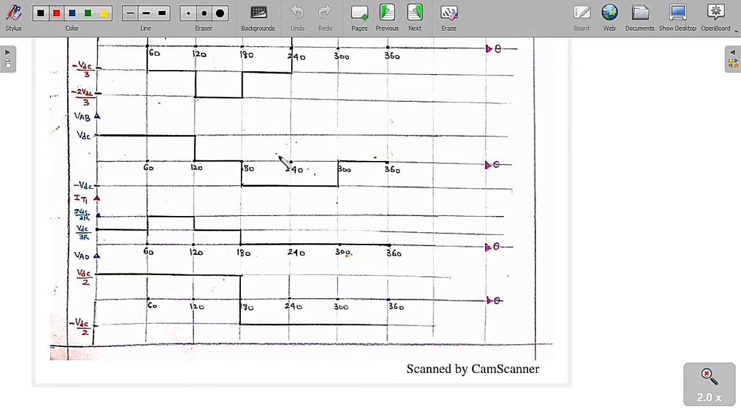So now the peak to peak value of the phase voltage is 4 VDC by 3 and the peak to peak value of the line voltage is 2 VDC. And the waveform of the phase voltage is in the shape of a stepped square waveform, whereas the line voltage is in the shape of a quasi-square waveform.